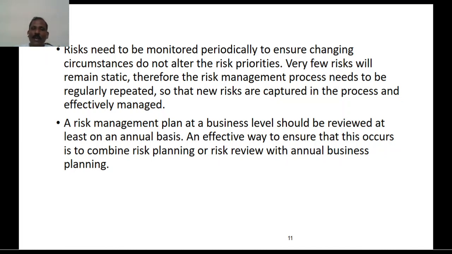Circumstances can alter the risk priority. Very few risks will remain static. Therefore, the risk management process needs to be regularly repeated. It is like a circle that keeps on rotating, so that new risks are captured in the process and effectively managed. A risk management plan at a business level should be reviewed at least on an annual basis. An effective way to ensure that this occurs is to combine risk planning or risk review with the annual business planning.